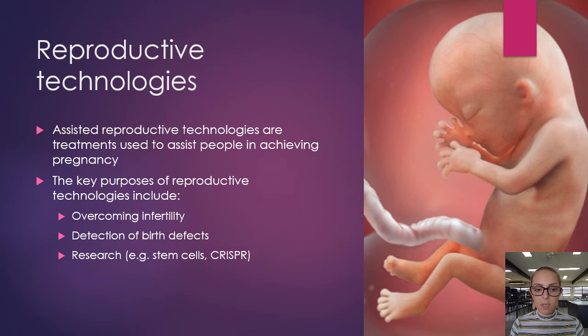The second big one is the detection of birth defects. This would be more to do with the screening and the looking into the health of the developing baby. The last one is to do with research. This would include things like stem cells for stem cell research and CRISPR, which are not so much for the purpose of reproduction, but using reproductive technologies to come up with advancements in medicine.